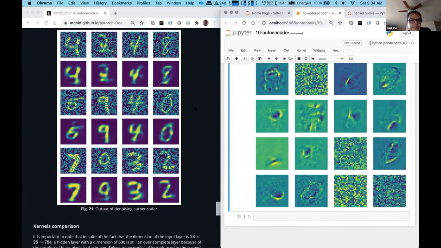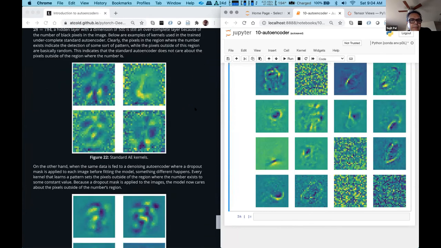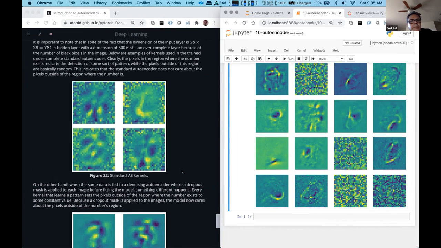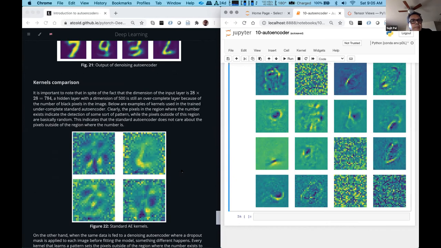I think he goes on with the same ideas here, where a dropout mask is applied to each image. So every kernel that learns a pattern sets the pixels outside the region where the number exists to some constant value. So again, this is what we observed, right?